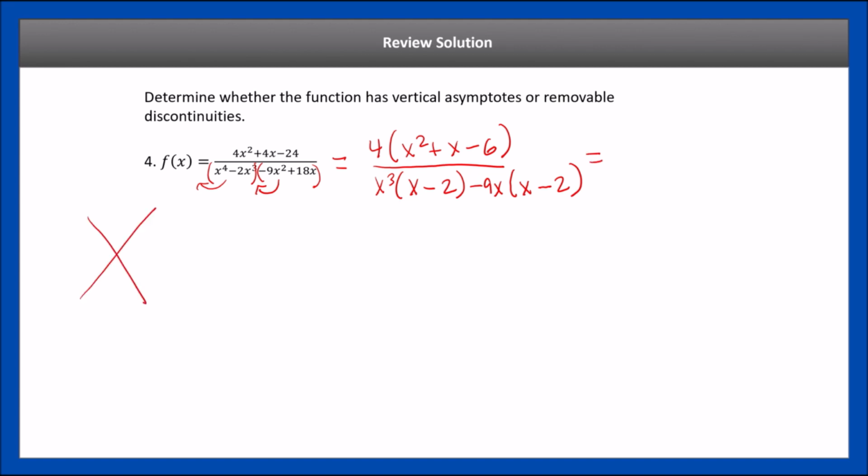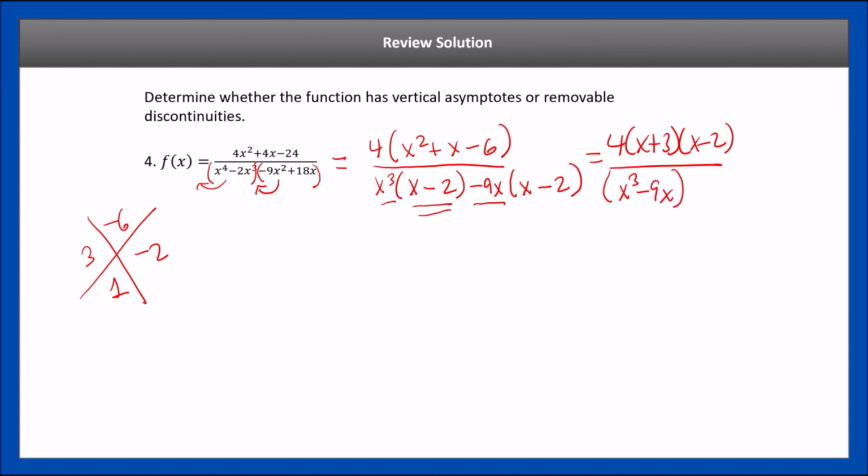And for the numerator, we can factor it. I always like to do an x table. So we got the factors of negative 6 to add up to 1, which are 3 and negative 2. So this is x plus 3 times x minus 2 over, and then for this we can factor it as follows: x cubed minus 9x times the common factor x minus 2. All right. And we can also pull out an x here, so that's what we're going to do next. So we're going to pull out an x there.